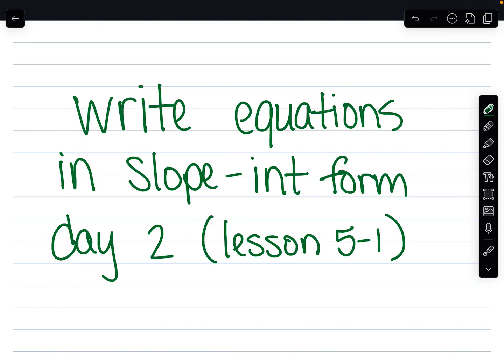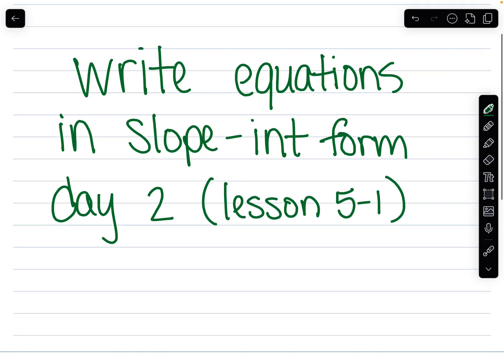All right, today we're going to continue or finish up 5-1. So yesterday we talked about how to write an equation in slope-intercept form where it gave us a slope and then we used an ordered pair to find our y-intercept, correct? The difference on today's is it's not going to give you the slope or the y-intercept. So we're going to have to find both things, okay?